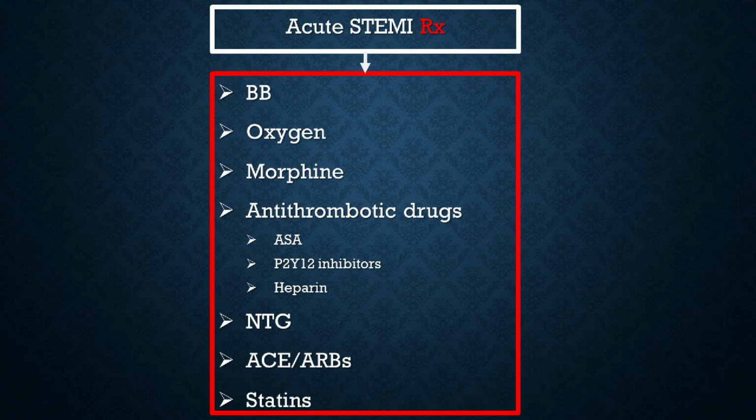You can also use here fondaparinux as an alternative to enoxaparin, as you don't need to monitor drug levels with APTT as well. N is for nitroglycerin.